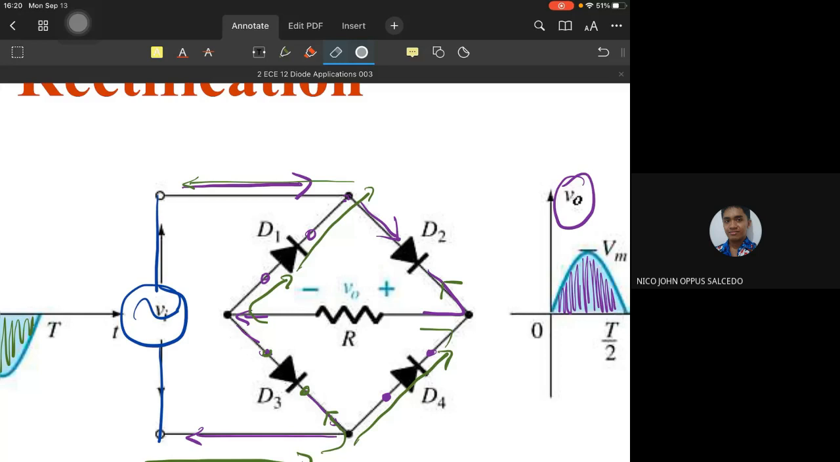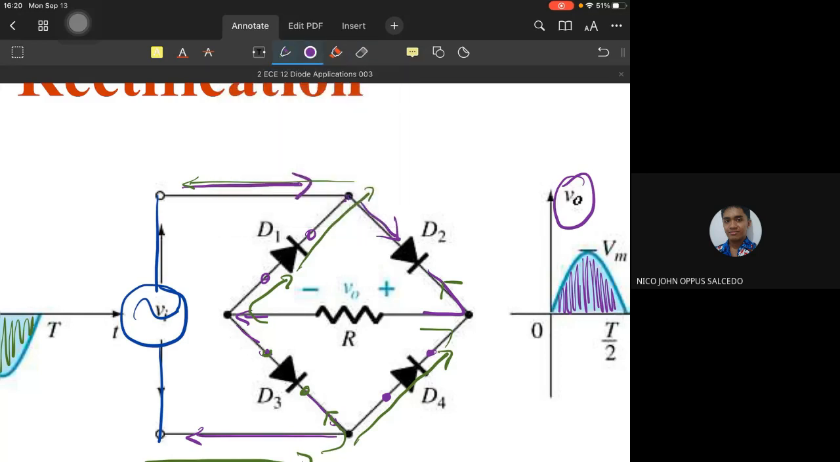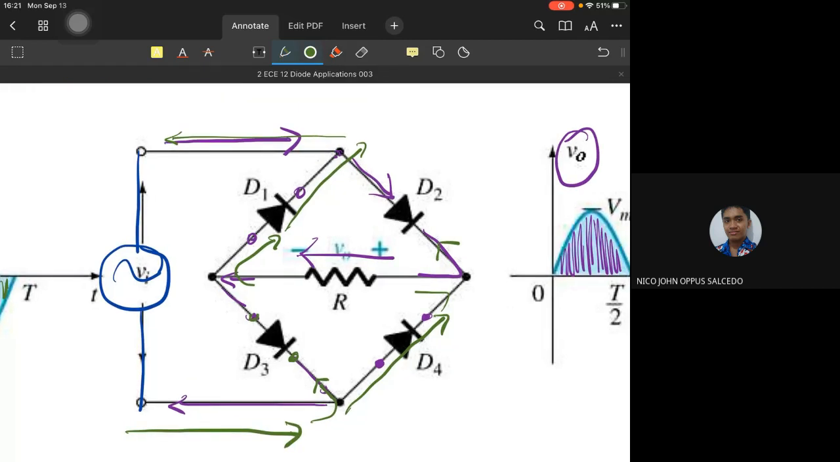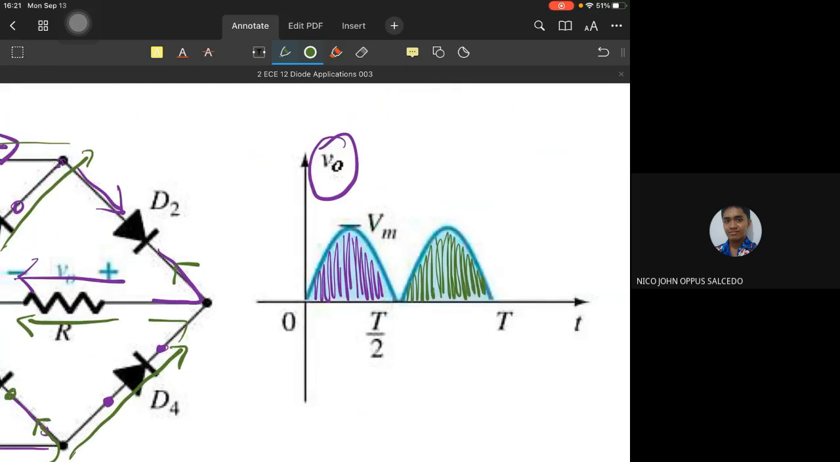So if the positive half cycle is denoted by the purple arrow, in the positive half cycle the current flows through the resistor from positive to negative. And even in the negative half cycle, its flow through the resistor is still from positive to negative. So it should be expected that the output signal would look like this. This is the output of a full wave rectifier.